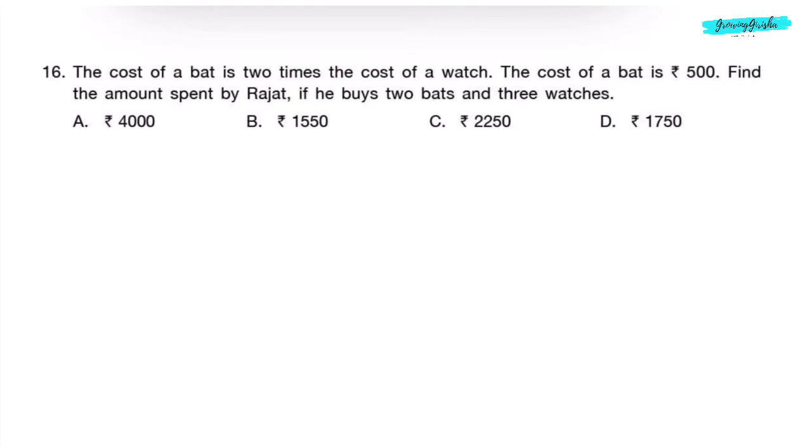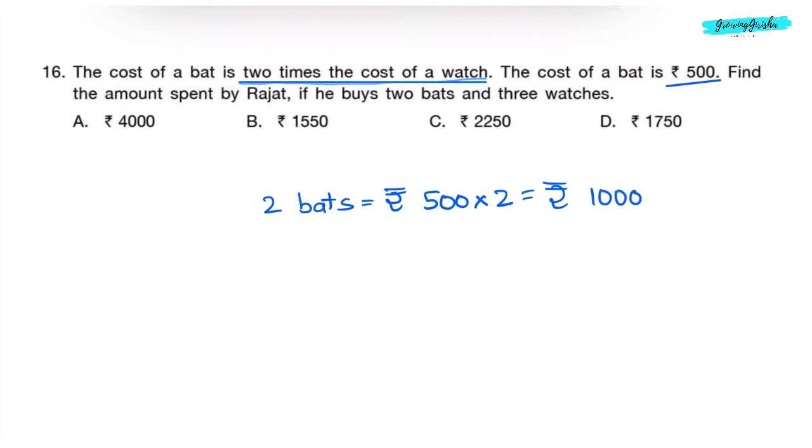Question 16. The cost of a bat is 2 times the cost of a watch. The cost of a bat is rupees 500. Find the amount spent by Rajat if he buys 2 bats and 3 watches. Cost of 1 bat is rupees 500. Cost of 2 bats is equal to rupees 500 into 2, that is rupees 1000.